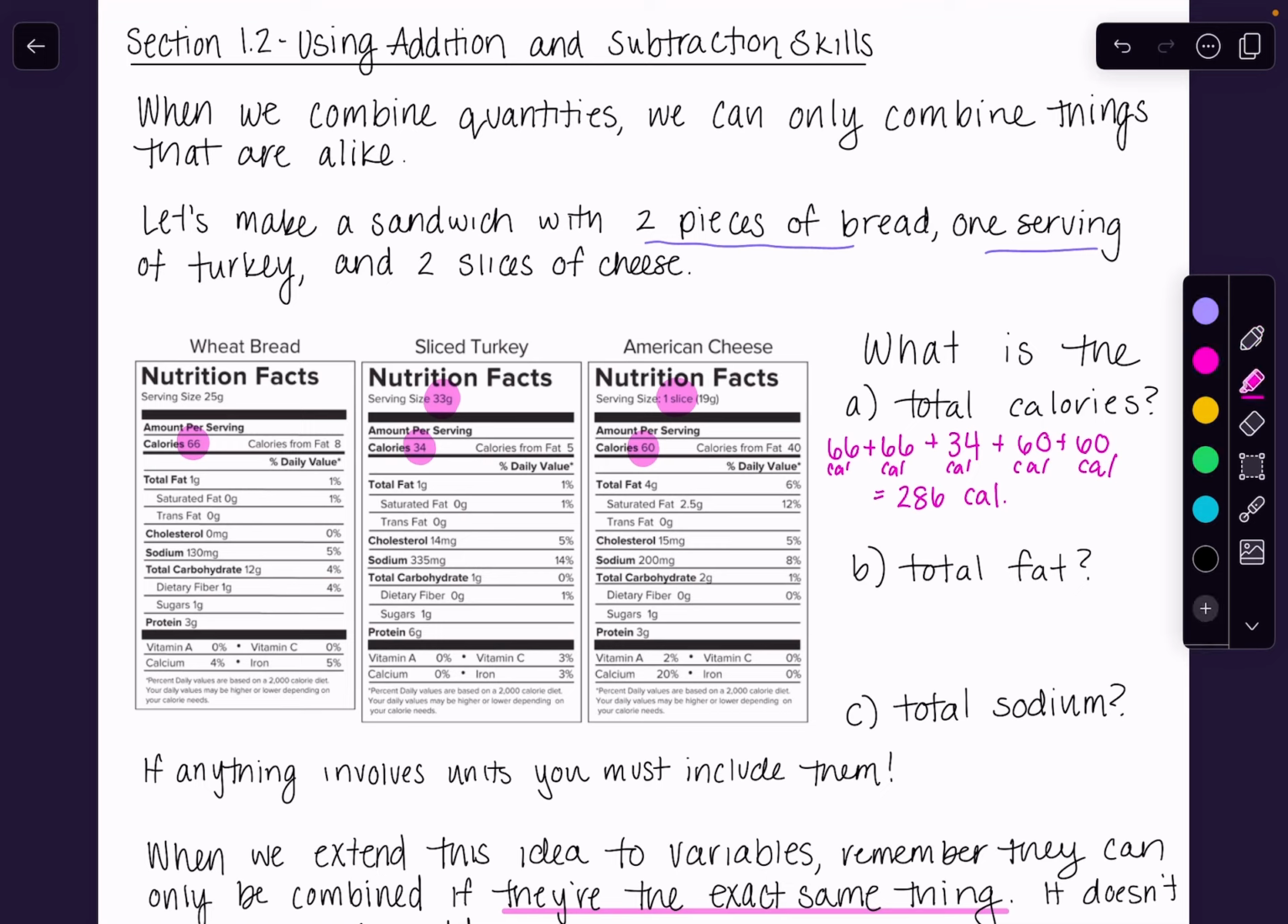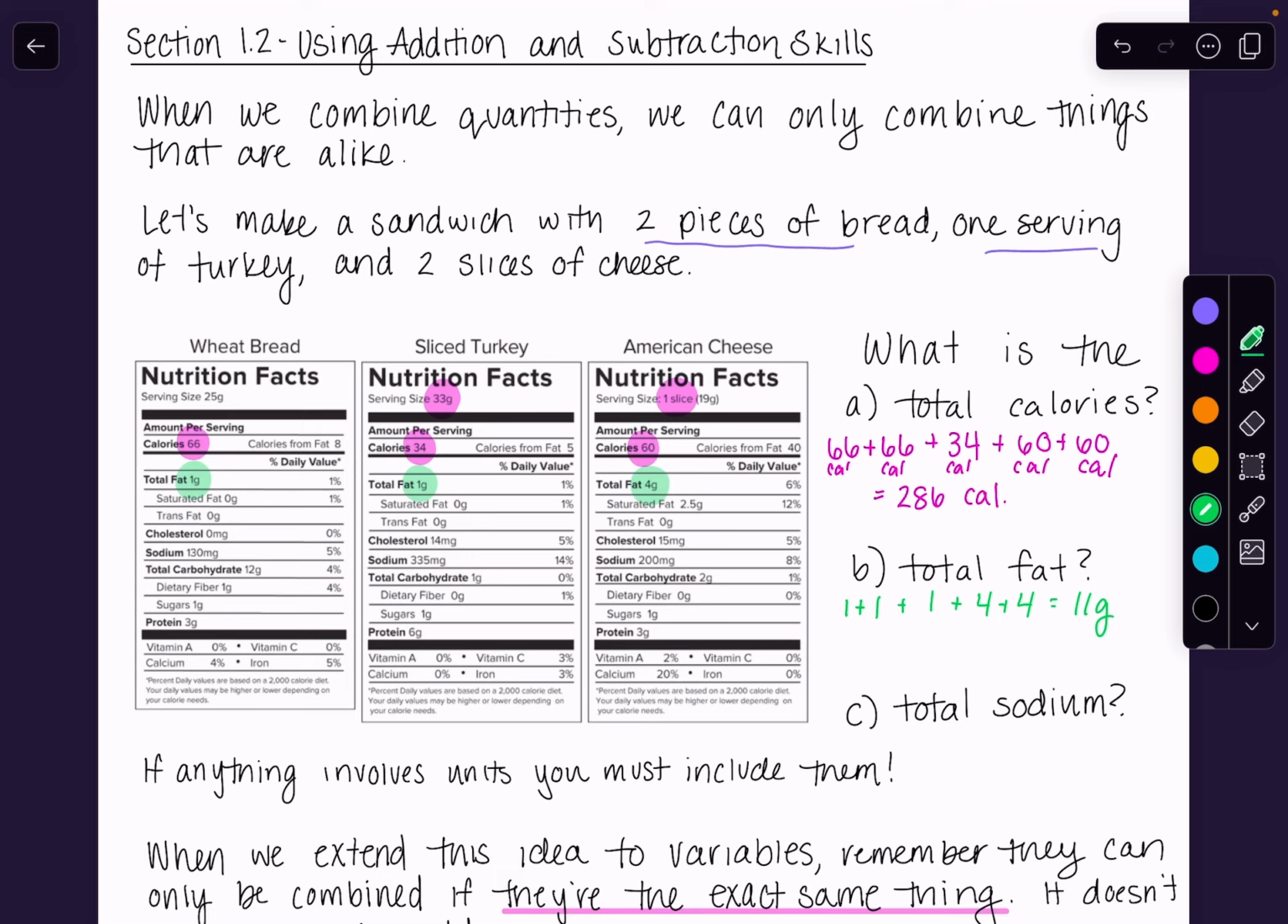Okay. Moving on, we want to find the total amount of fat that's in this particular sandwich. So again, looking at our nutritional label, for a slice of bread, there is 1 gram of fat. For turkey, 1 gram of fat. And then for each slice of cheese, there's 4 grams of fat. So adding these together, we have 1 gram for each piece of bread. Then we add 1 gram from the turkey. And then 4 grams from each slice of cheese. So adding these together gives us 11 grams. So there are 11 grams of fat in this particular sandwich.